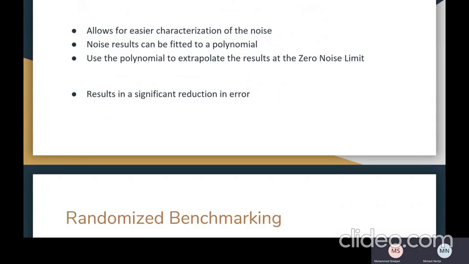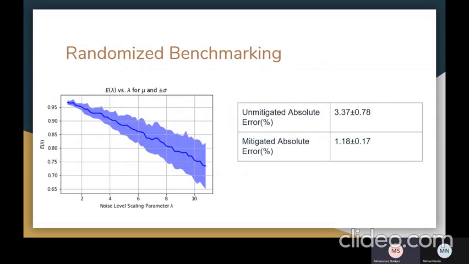The above-described QEM technique was tested using a standardized quantum benchmarking method known as randomized benchmarking for single and two-qubit circuits. The downward trend of the plot shows an increase in error at high noise levels. Furthermore, a clear reduction in error with the use of zero-noise extrapolation is shown in the table. This translates to a two-thirds reduction in error.